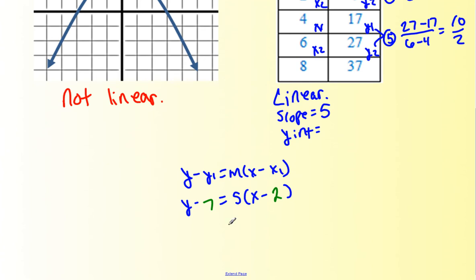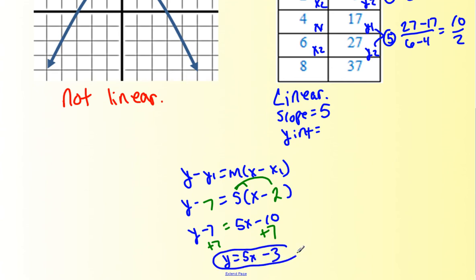So I'm going to start by distributing, giving us 5x minus 10, and y minus 7. If I add 7 to both sides, that gives me y equals 5x minus 3. That is slope-intercept form, because that is my slope and that is my intercept. We're done. Now, this is the long way.